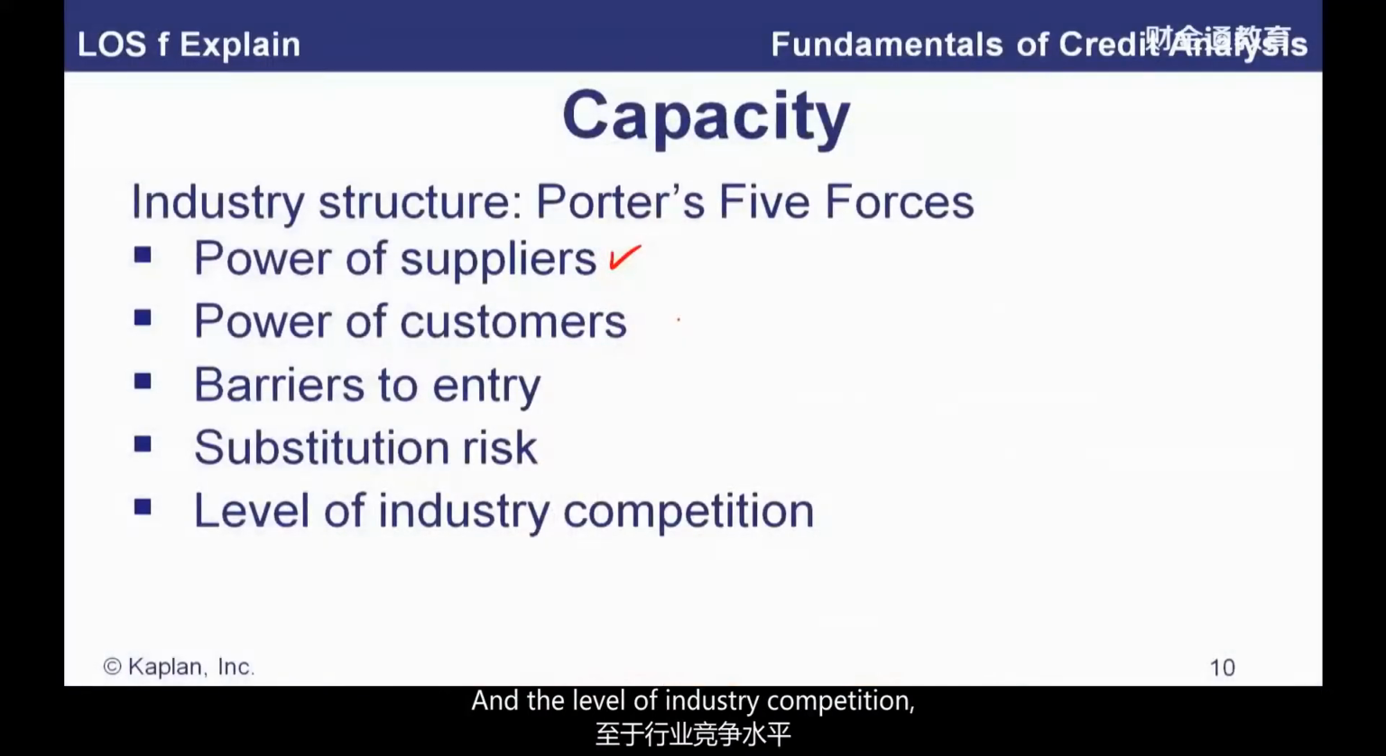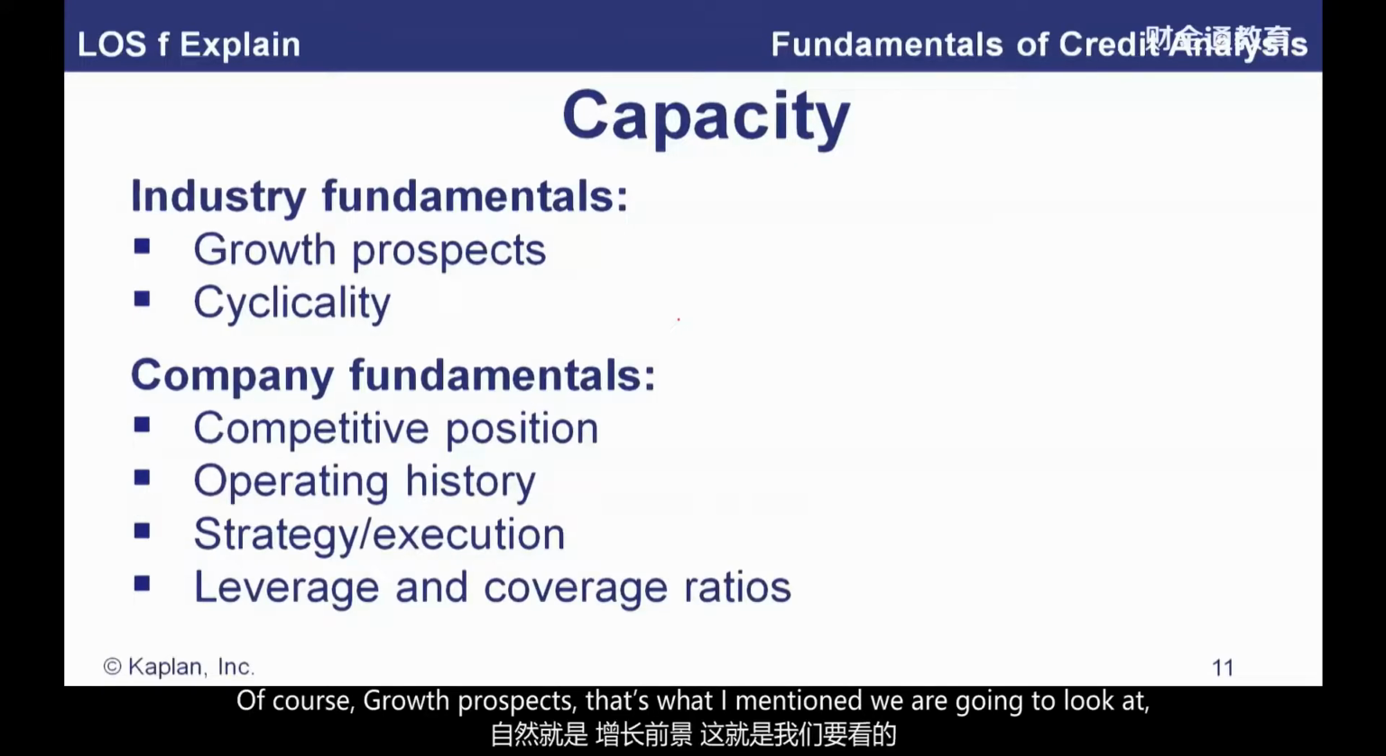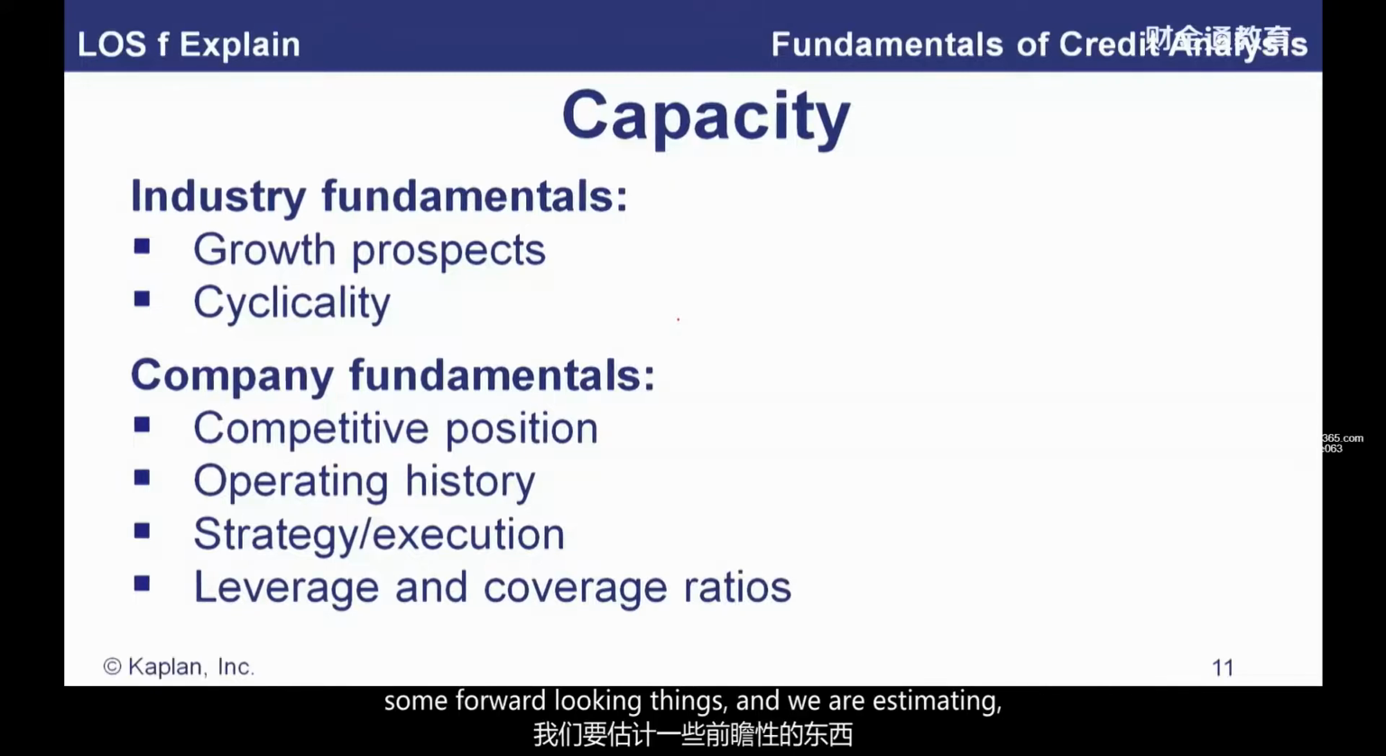And the level of industry competition. The more robust the competition is in the industry, the less pricing power each individual firm has, and this is kind of a negative as far as the capacity to meet their debt obligations. More on capacity. We'll look at the industry fundamentals. Of course, their growth prospects. That's what I mentioned. We've got to look at some forward-looking things, but we're always estimating, always forecasting with some amount of error. So if it's a cyclical industry, then we want to say, are they going to be able to make their debt payments in the down part of the cycle?